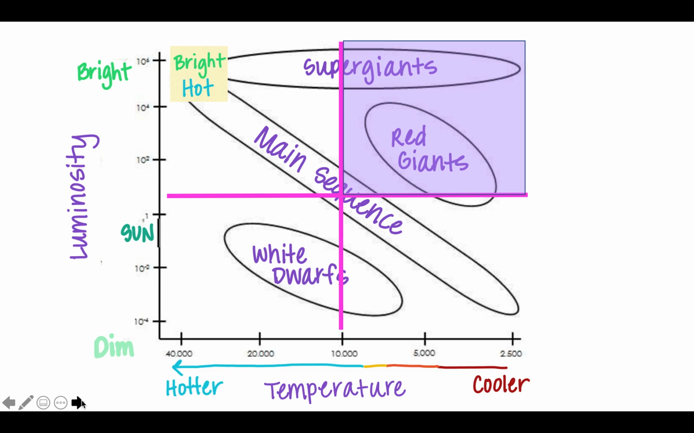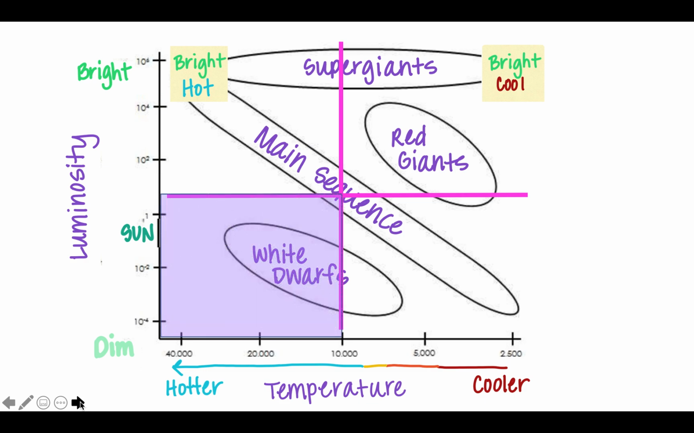In the top right-hand quadrant, you're going to have stars that are bright and cool. Remember, these are stars that are redder, like our red giants and our red supergiants. They're cool in temperature because they're red, but they're also very, very bright. So they would be located in this section of the diagram.